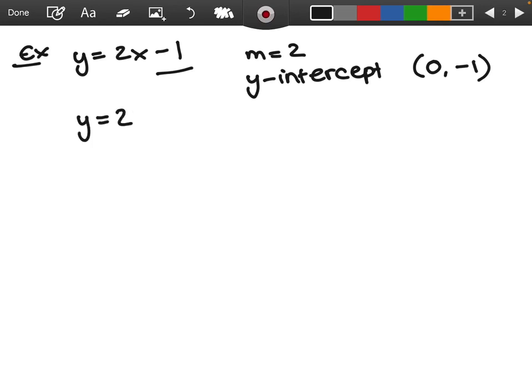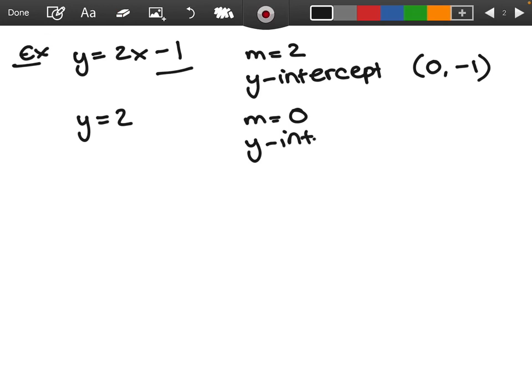For y is equal to 2, we have no x component in this equation. We don't have m times x because m is 0. m is 0 in this case, so it has a 0 slope. That means this line is going to be horizontal, which makes sense from when we graphed equations of this form. Anything of the form y is equal to some constant was always going to be a flat, horizontal line.